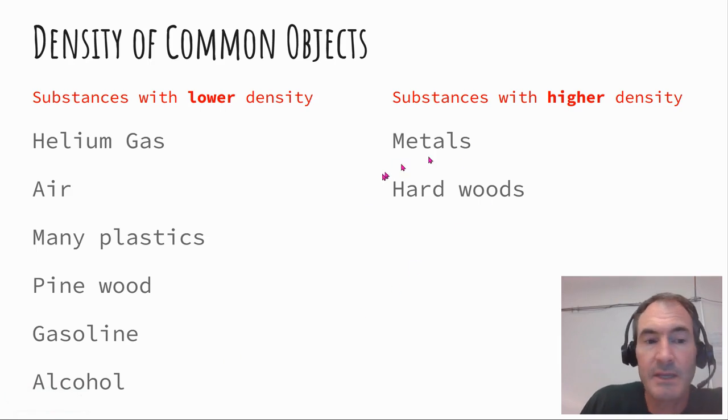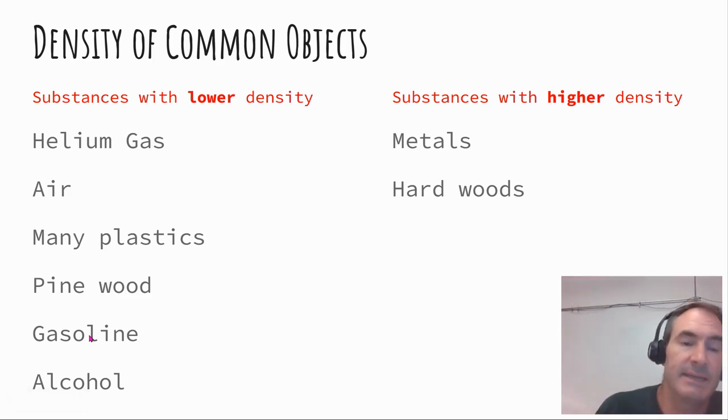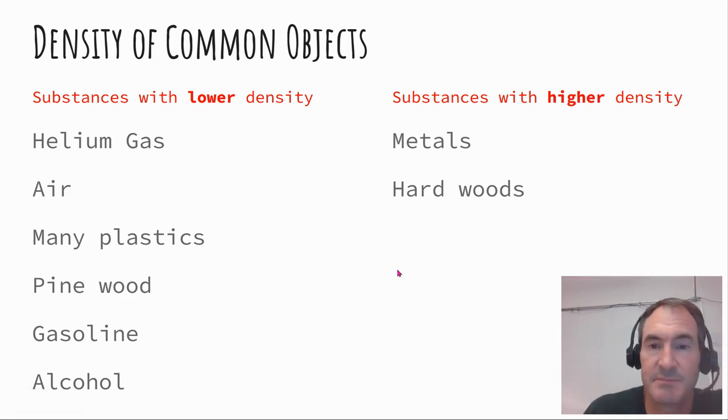Okay. And keep in mind, gasoline is a mixture of a whole bunch of different things. It's got a bunch of different hydrocarbons in it. But when we just take gasoline in general as a substance, we can get its density and use that to determine some of the properties and compare it to other substances.